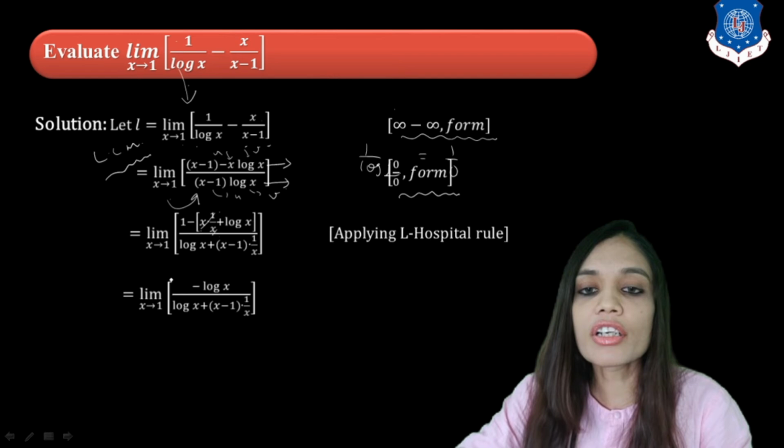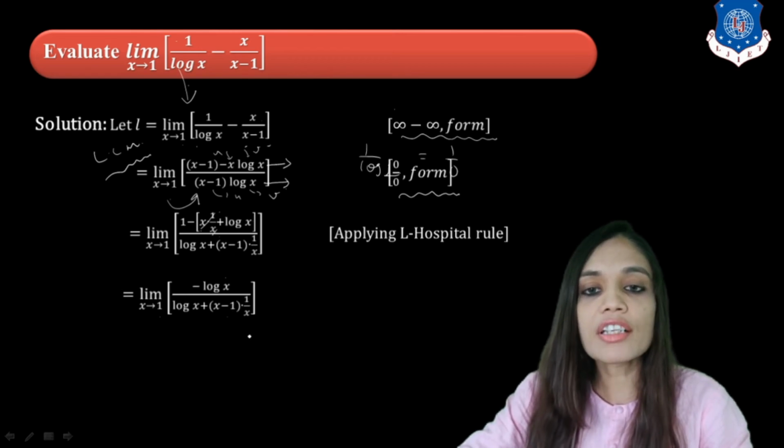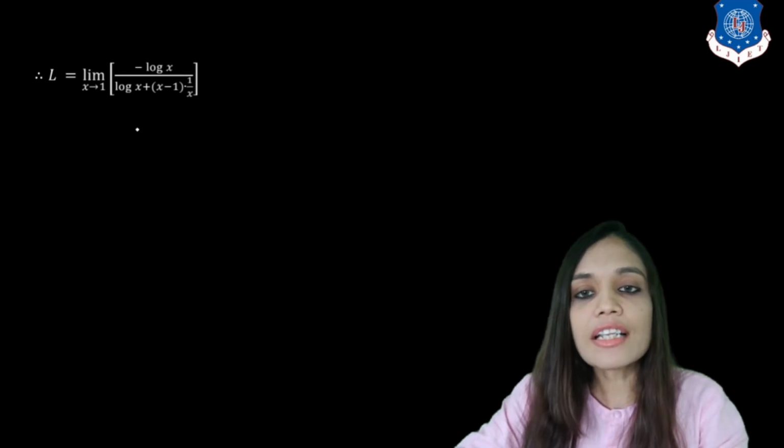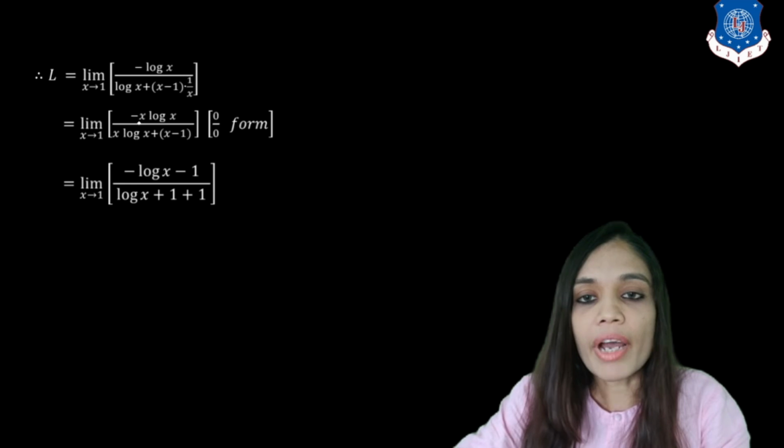So finally what will remain? Limit x tends to 1, minus log x upon log x plus x minus 1, into 1 upon x. Now we will simplify this further by taking LCM. So take LCM of x. So you will get minus x log x upon x log x plus x minus 1.